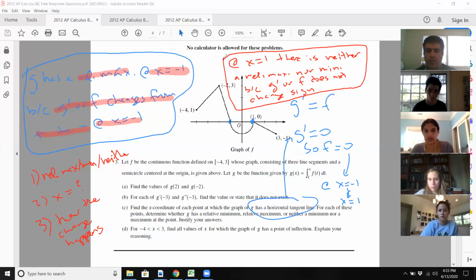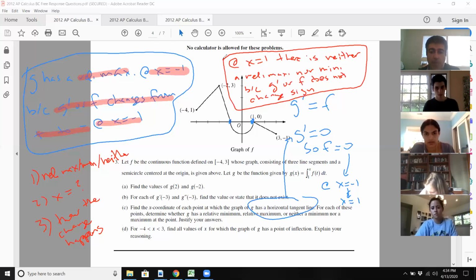Shouldn't x equals 1 be the relative max? And x equals -1 is... Well, no, but we're looking at G though, right? So for G, G prime is definitely 0 at 1 because F is 0 at 1. But you're looking at the sign change. So you're thinking of F prime, or F itself. F itself does have a positive slope here, and then negative slope. So the slope of F does change, but we're looking at G though. That's what we're more interested in.